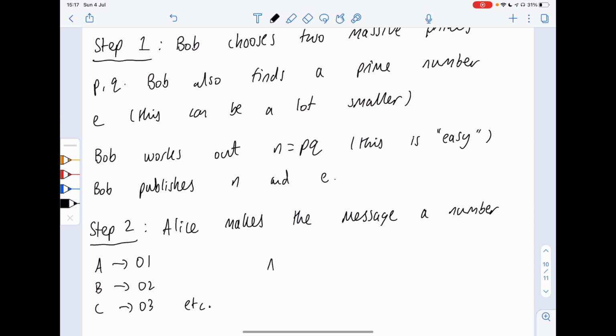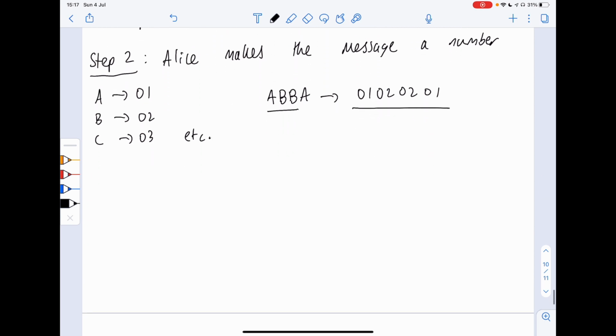So an easy message, ABBA, would correspond to the number 01020201. If that's the message you wanted to send, you would take this number. And we'll call the number M. So in this case, it's 01020201. So M is the message in general.